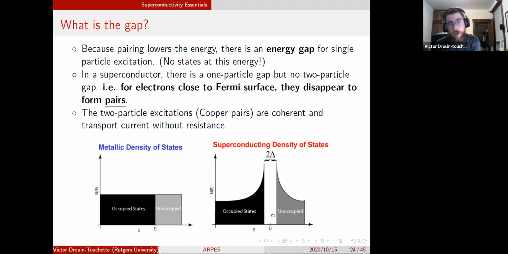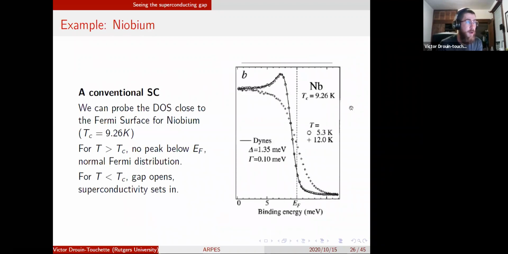They form these bosons, and they're now doing the job of the superconductor. So if you have a superconducting state, you have this big gap here where there's supposed to be no states. Okay. So if we take this and apply it to niobium, the one I talked about, what do we see?